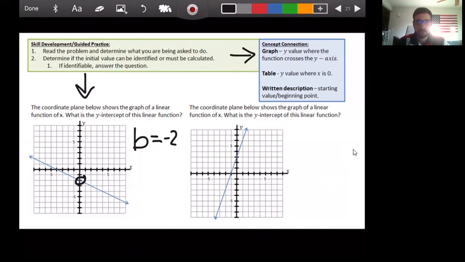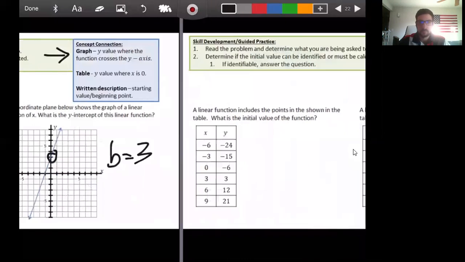Go ahead and pause your video, try the one on the right. You're just finding the initial value. We're still using the graph. I'm just going to go up and down the y-axis until I find it. Let's see, it is right here. If I go up 1, 2, 3, I can see B is equal to +3, and that is my initial value. All right, moving on.